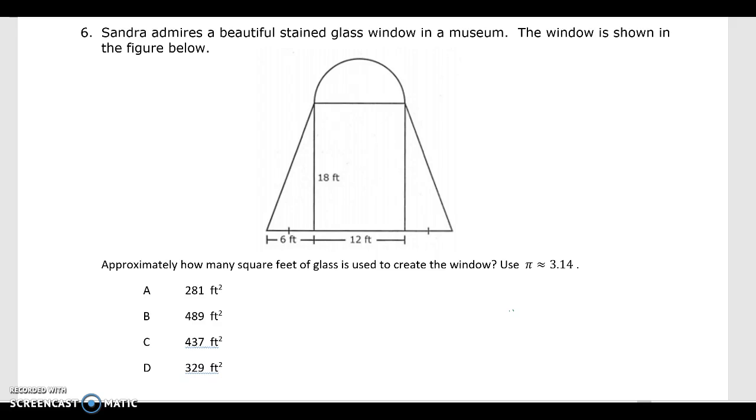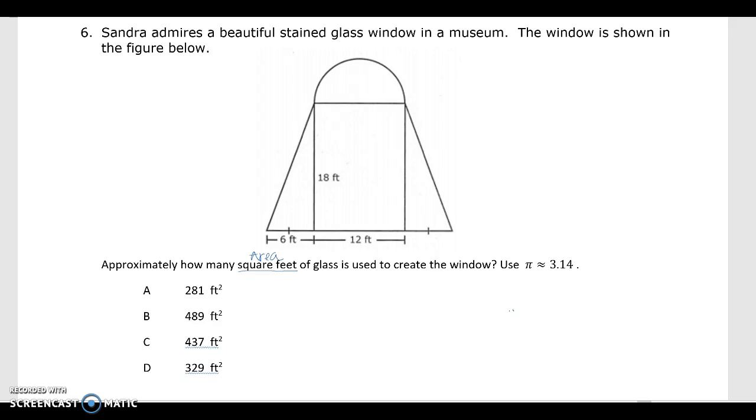Okay, so problem number 6. Sandra admires a beautiful stained glass window in a museum. The window is shown in the figure below. Approximately how many square feet of glass is used to create the window? Use 3.14 for pi. Okay, so the only information we need is how many square feet of glass. So if it says square feet, think about what we're looking for. So we're looking for area, because area is a squared set of the feet.